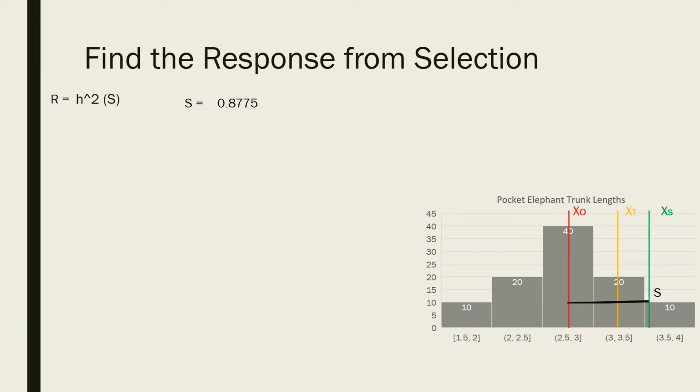The next step is finding R, which is given to us by multiplying the realized heritability by the selection differential. Remembering that our realized heritability is 0.67, we can go forward with our calculation. We find R to be equal to 0.5879.